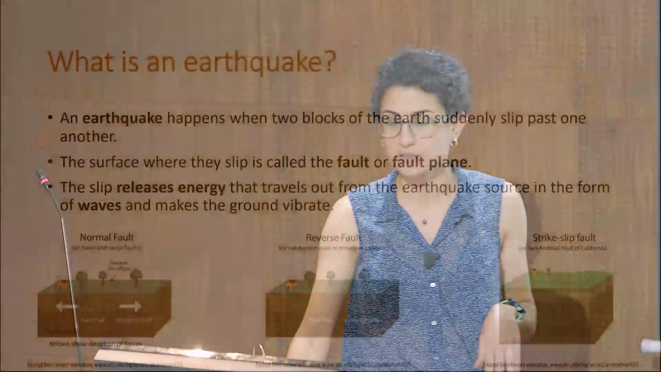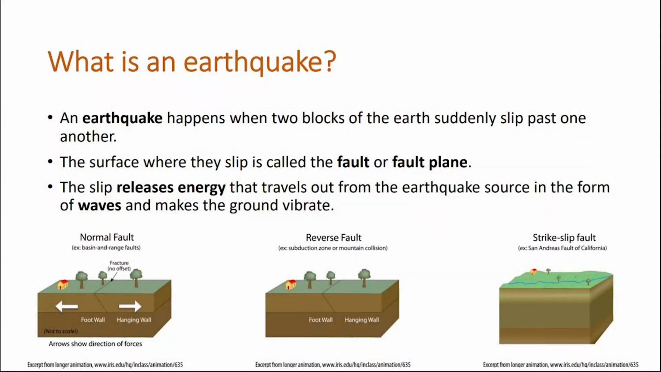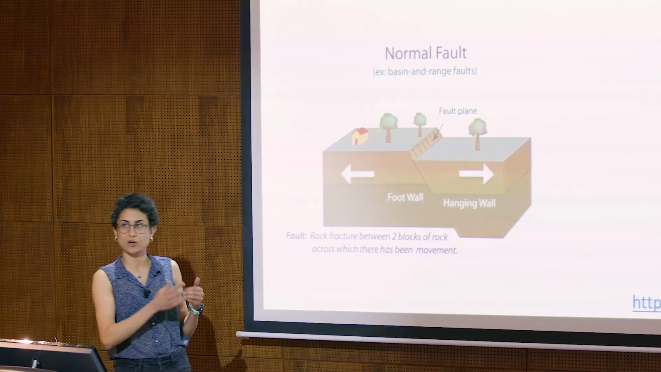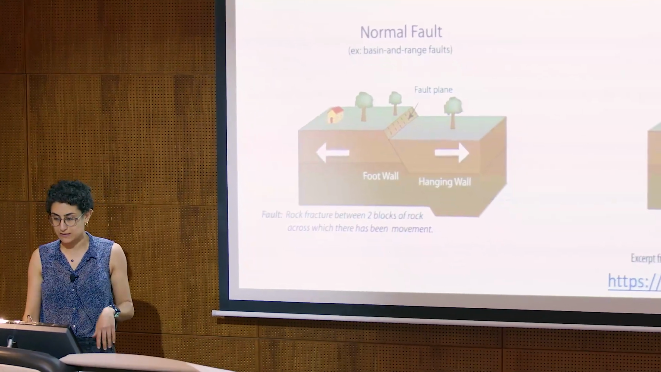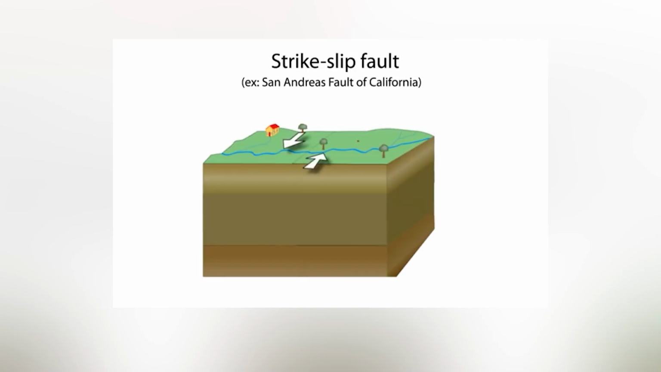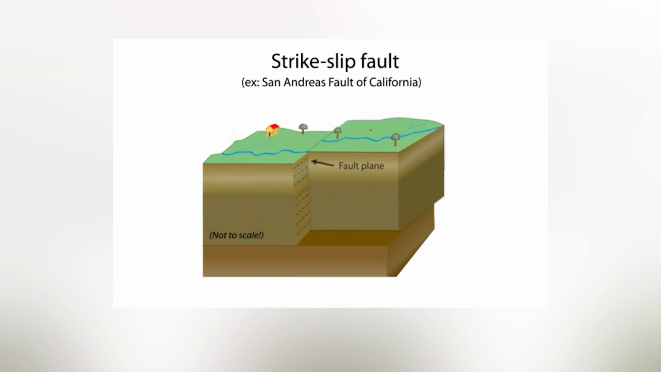An earthquake? It's what happens when two blocks of the Earth slip past each other. And the surface where they slip is called the fault or fault plane. And you can see in these animations the different directions in which the blocks can slip, and these are different types of faults. And when this slip occurs, energy is released in all directions from the earthquake source and the source of waves, and these waves make the ground vibrate.